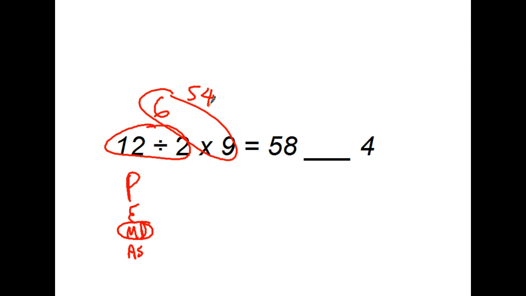What can I do with 58 and 4 to get a 54? Well, 58 is a little bit bigger, so I need to get smaller. So I'm going to subtract. 58 minus 4 is 54.